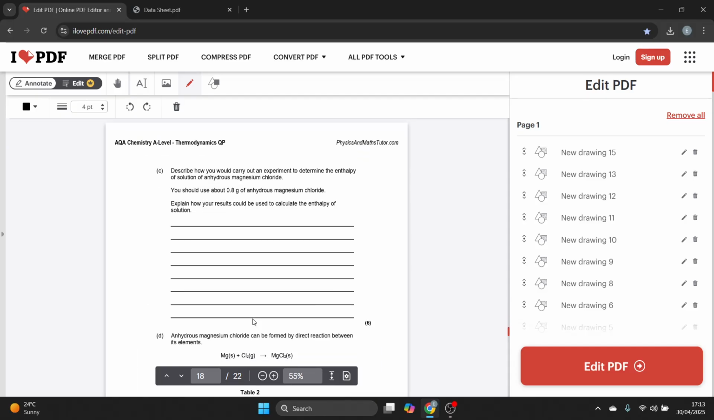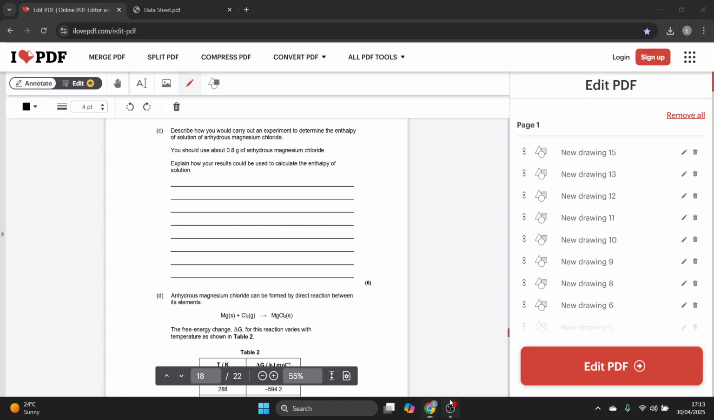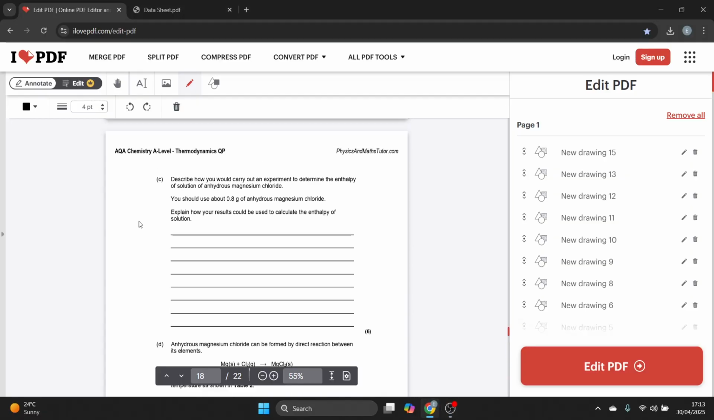Part C, describe how you would carry out an experiment to determine the entropy of solution of this. Explain how results are used to calculate the entropy of solution.